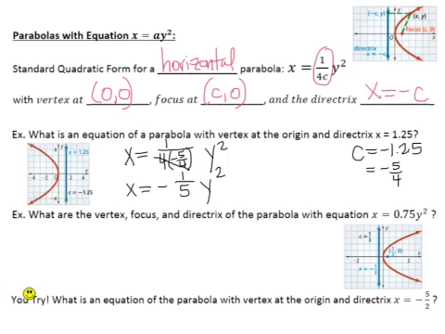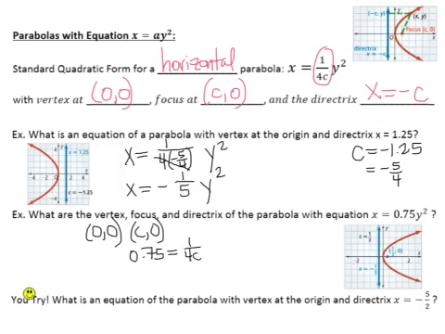Next example says, what are the vertex, focus, and directrix of the parabola with the equation x equals 0.75 y squared? Well, we know the vertex right away. Since this is in standard form, I know my vertex is going to be at the origin, or at 0, 0. My focus is again at (c, 0). So to find c, my a value is equal to 1 over 4c. And if I can solve for that, then I know what c is.